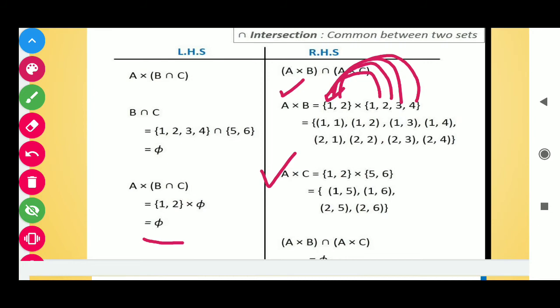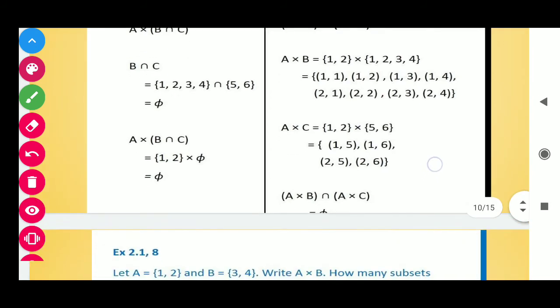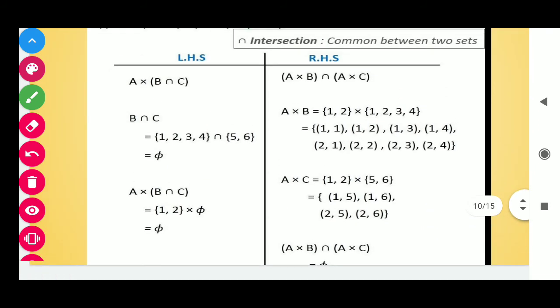Here A contains 1, 2 and C contains 5, 6. So students, by the same procedure we find the Cartesian product A cross C. In this way we get the Cartesian product of both. Now we have to find the intersection. Students, you can observe here that A cross B and A cross C have nothing in common. In this way we get the answer phi. Phi is the null set and phi is also the answer of the left hand side. In this way we get the result, both are equal.